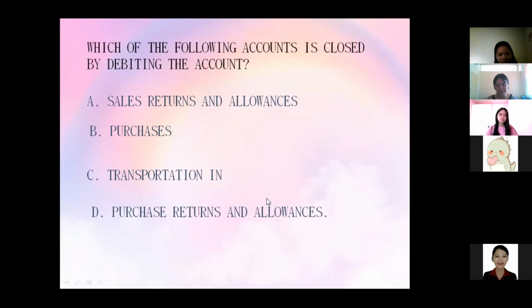So, which of the following accounts is closed by debiting the account? A. Sales return and allowances. B. Purchases. C. Transportation in. D. Purchase return and allowances. A, B, or C?